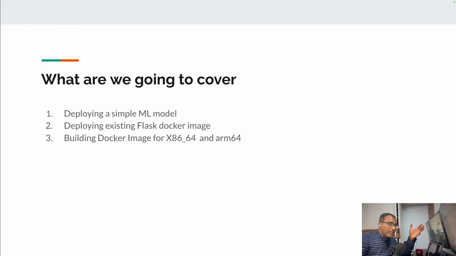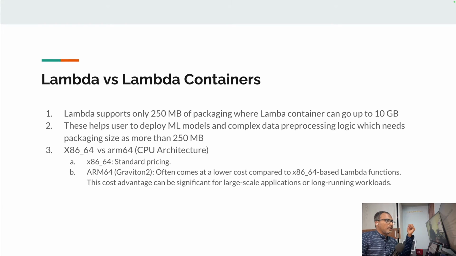These are the two different types of CPU architecture that AWS Lambda provides. You talk about a typical AWS Lambda or Lambda in containers, in both the options, this particular CPU architecture is provided by Lambda. So we are going to see how can we build accordingly. And first, what are the advantages of going to Lambda containers over the traditional Lambda itself, right?